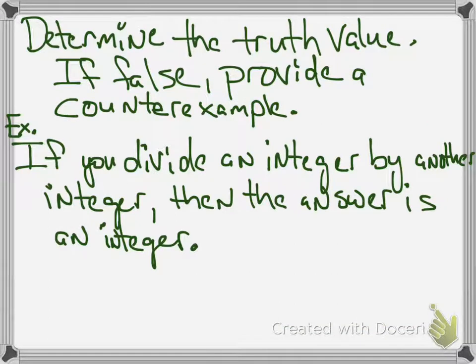Okay, so here we're going to determine the truth value. If false, provide a counterexample. I only have one example because they didn't give me better ones. If you divide an integer by another integer, then the answer is an integer. Okay, so is that true every time?